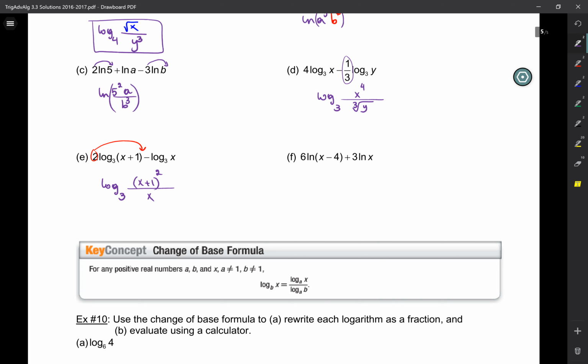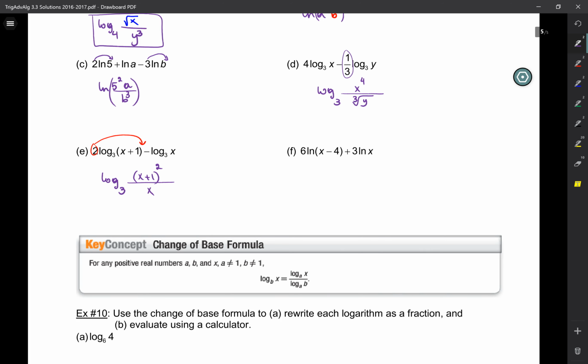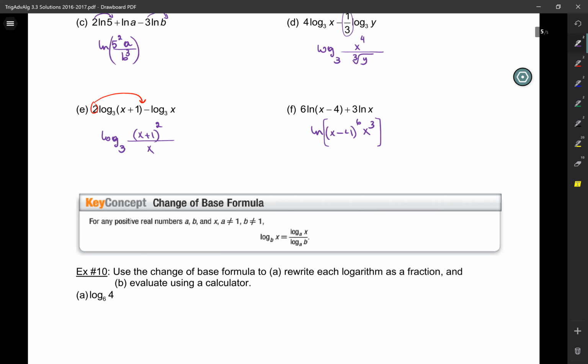Okay, I'll give you 20 seconds to do the next one. Go. I got ln and then in parentheses x minus 4 to the 6. Yeah, to the 6th, and then x cubed times x cubed, right? Yeah. Okay? And if you want to be meticulous about it, we can put parentheses around it. Okay? All right, questions on this?